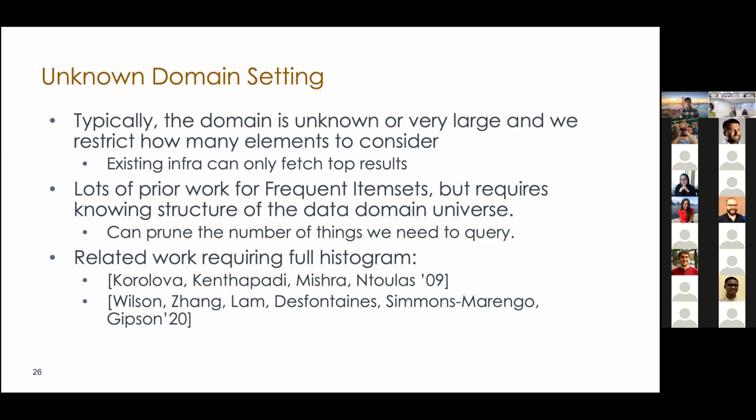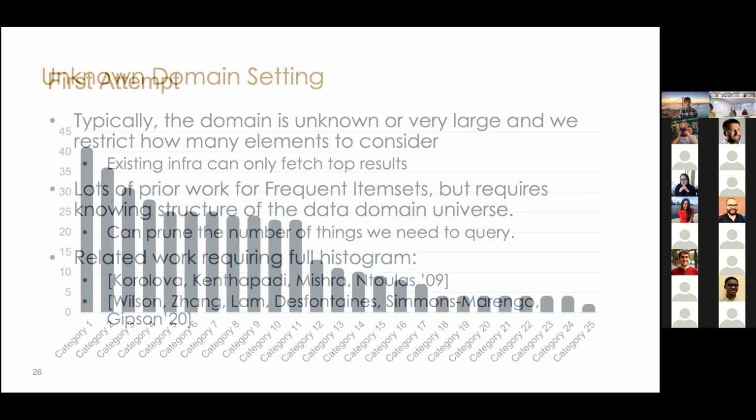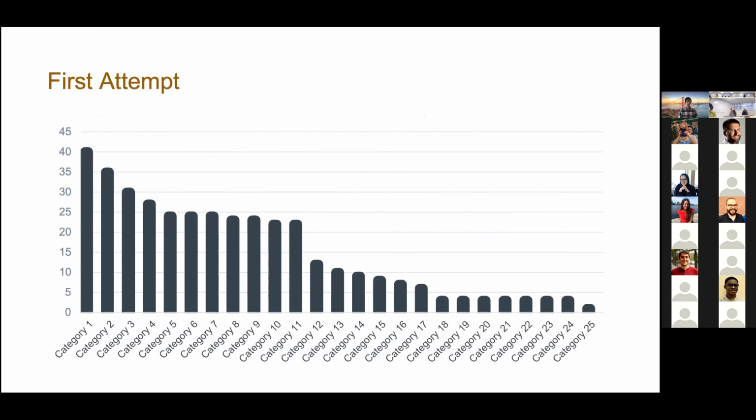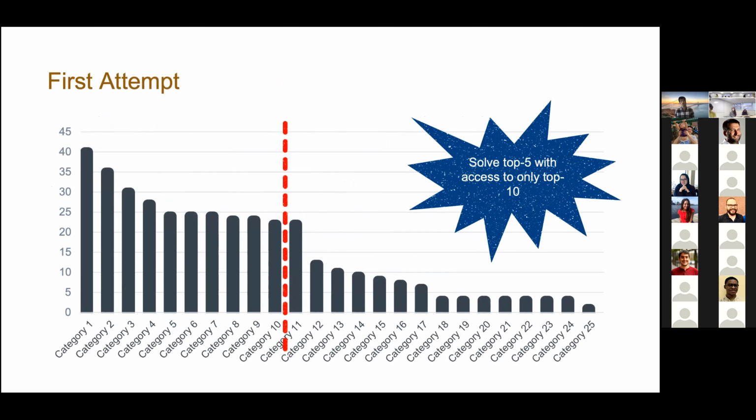So let's think about how we could privatize this histogram if we only have access to a top K prime when we're trying to solve for top K. So imagine that this is your histogram, and you want to report maybe the top 5 counts, but you only have access to the top 10. So maybe this existing infrastructure can only give you the counts up to category 10. And so how can I report the top 5 from this?